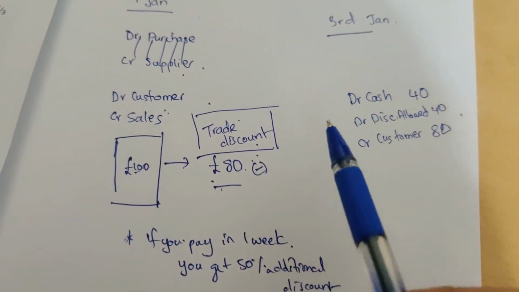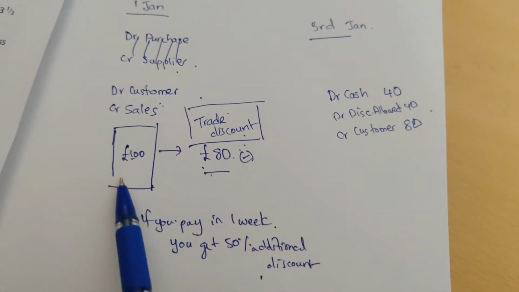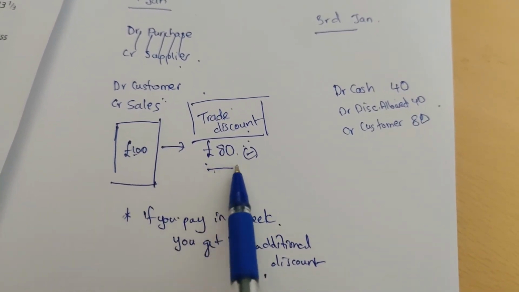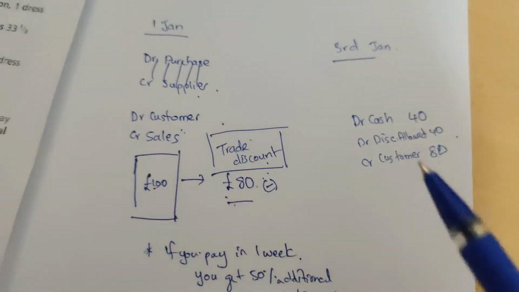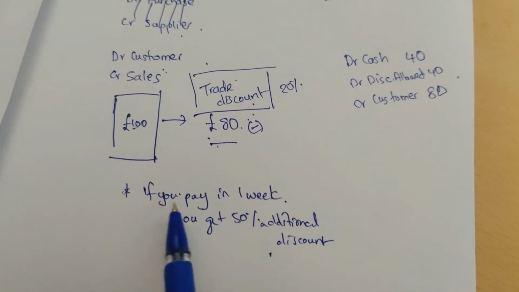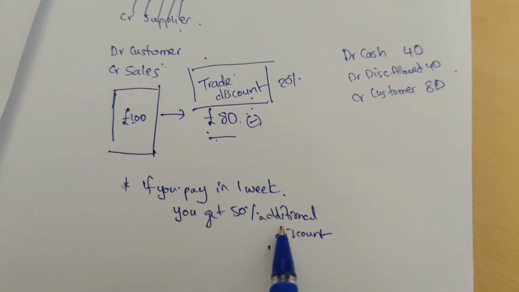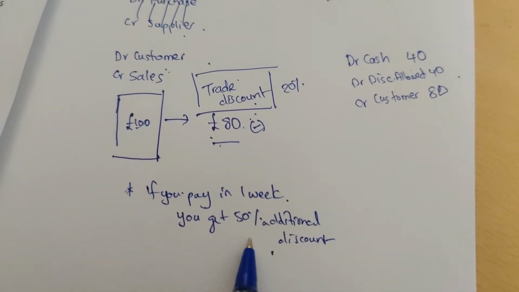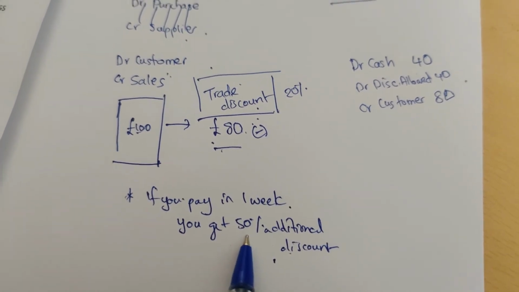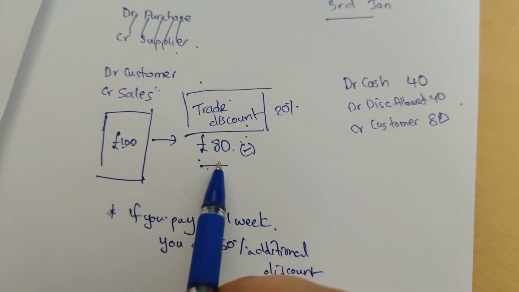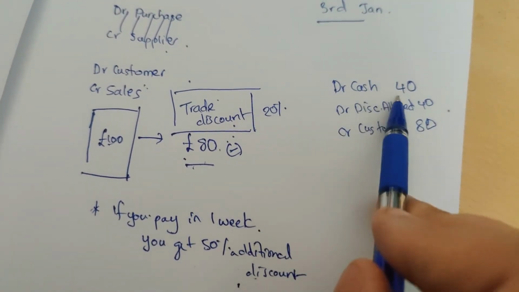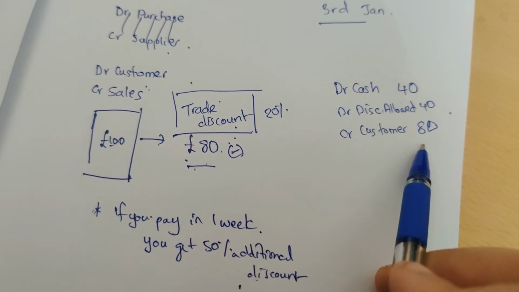Okay, so let's just revise this. On the day of selling, we sold £100 and we negotiated and reduced it to 80. So this is a trade discount of around 20%. But additionally, if they pay within 1 week, we're very nice to our customers. We say that if you pay quickly, we'll give you 50% additional discount. So that means out of 80, he will pay us 40. When he pays us 40, we got the money, so 40 over here. He doesn't owe us anymore, which is credit 80.